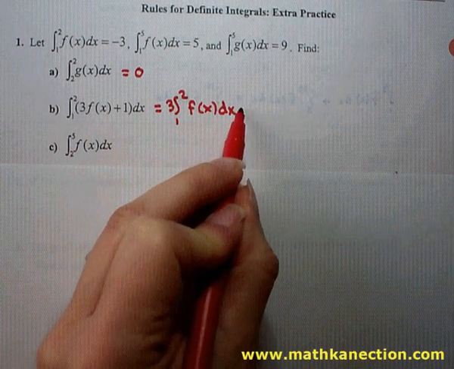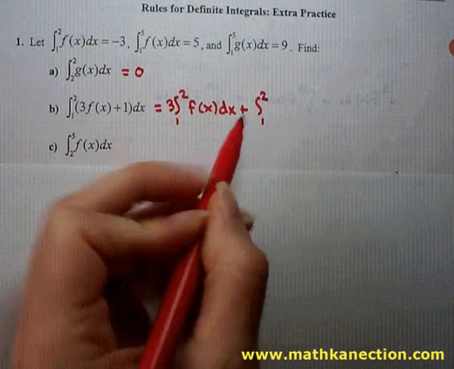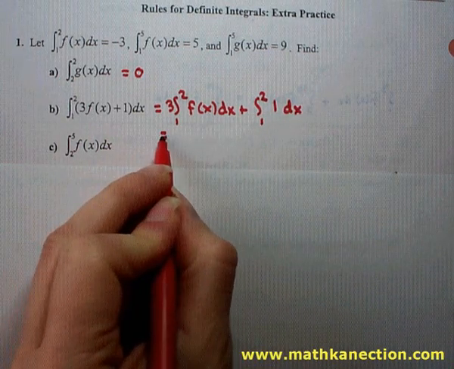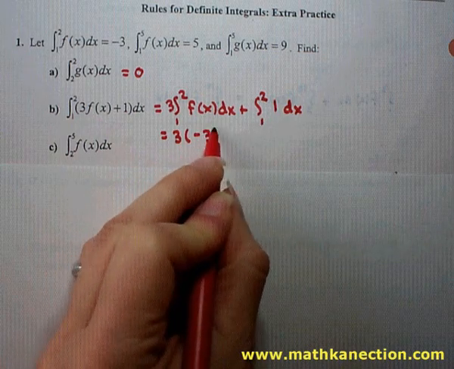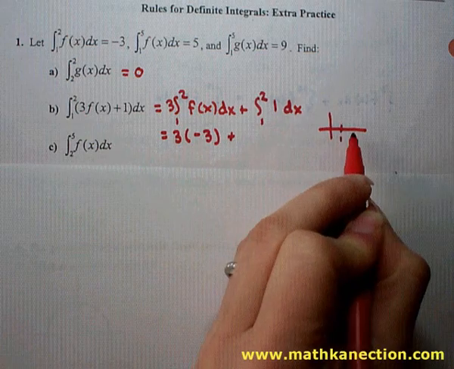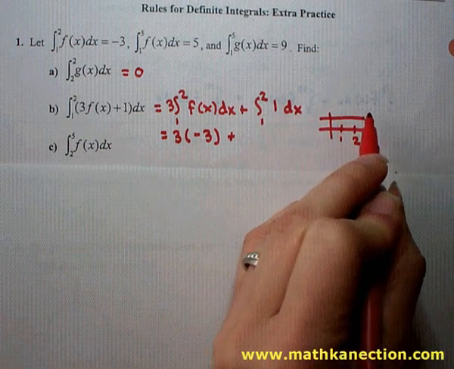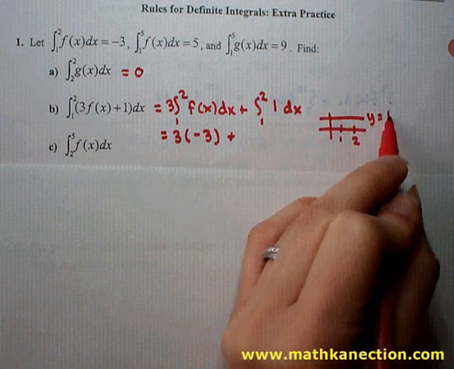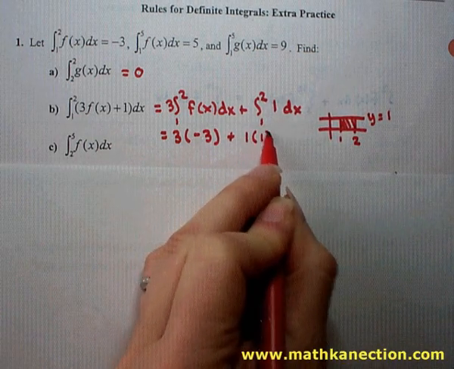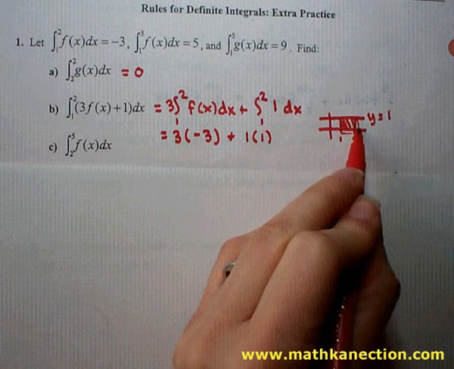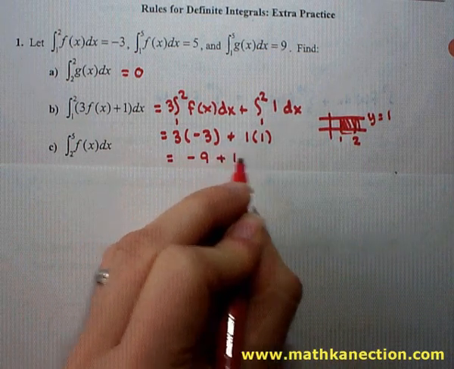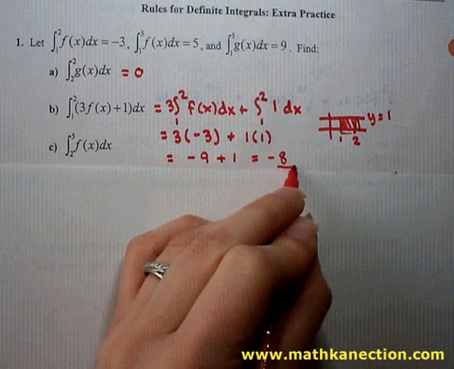For the next example, taking out the coefficient of 3 in front of the integral of f of x dx and separating it from the integral from 1 to 2 of 1 dx. The integral from 1 to 2 of f of x dx is just negative 3. To look at the integral from 1 to 2 of 1, we're looking at a function at y equals 1, and the integral from 1 to 2, so we're looking at a rectangle. That rectangle has a base of 1 and a height of 1. So we got 3 times negative 3, which is negative 9, plus the 1, so the integral is negative 8.